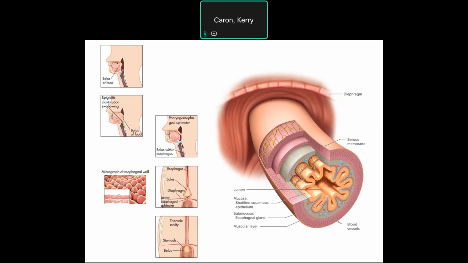Here is a nice diagram. The big diagram is the diaphragm here. We have a lumen, just means opening. We have a serous membrane here. We have mucosa, submucosa, and then the muscular layer. Okay.